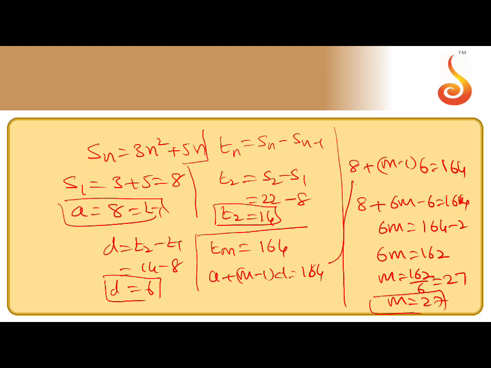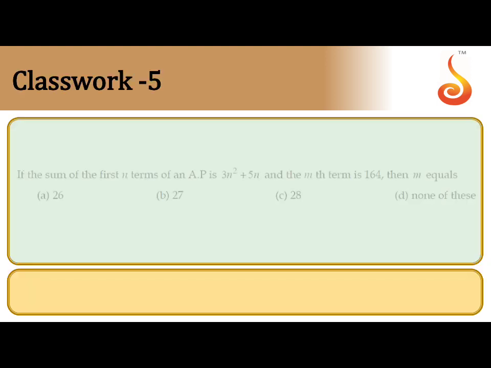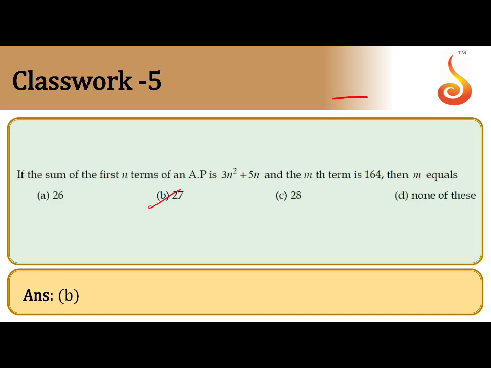So first you have to find the values of A and D, and later use the Tm value to get the answer for M. Check the answer. So M is 27, you got it. Next question.